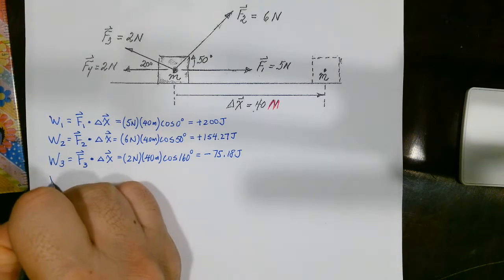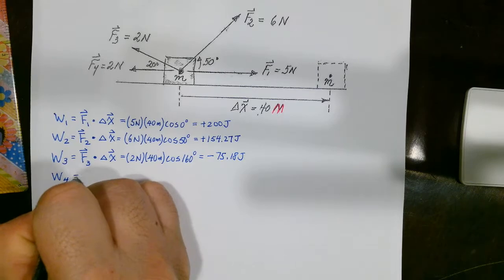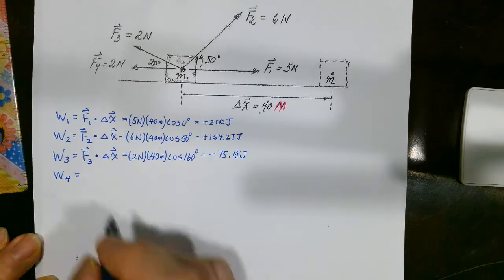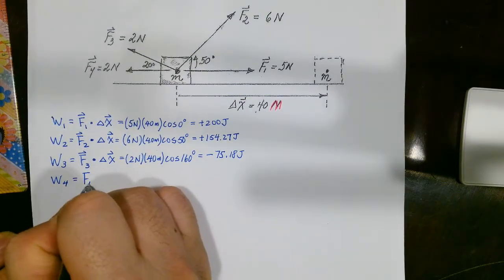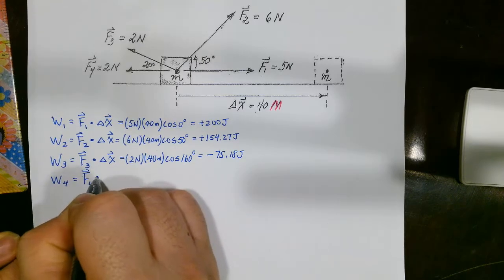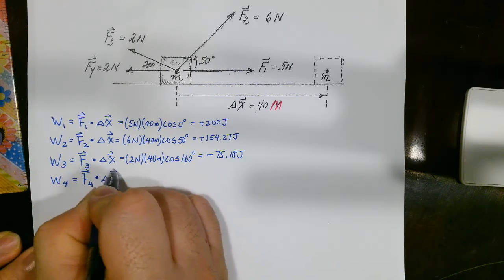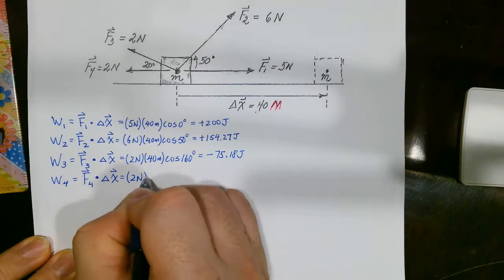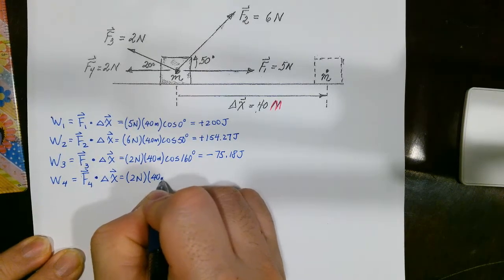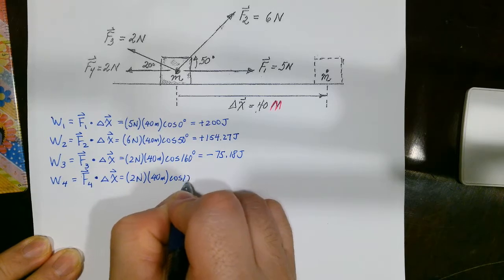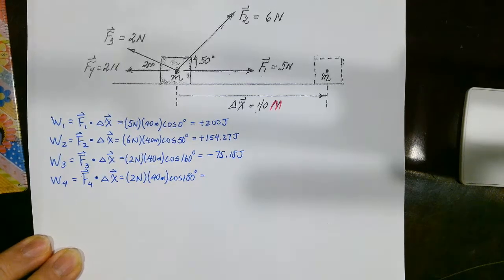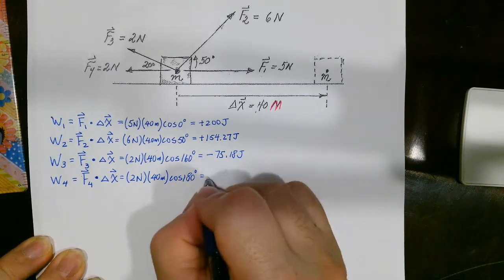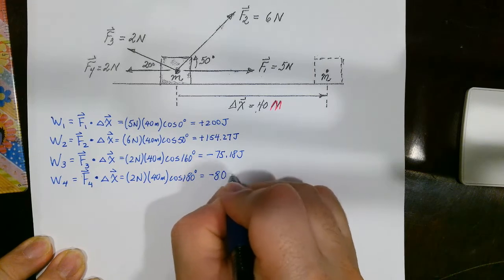Then your work 4 is equal to F4 dot delta x, and that is equal to 2 newtons times 40 meters times cosine of 180 degrees. Therefore, this is negative 80 joules.